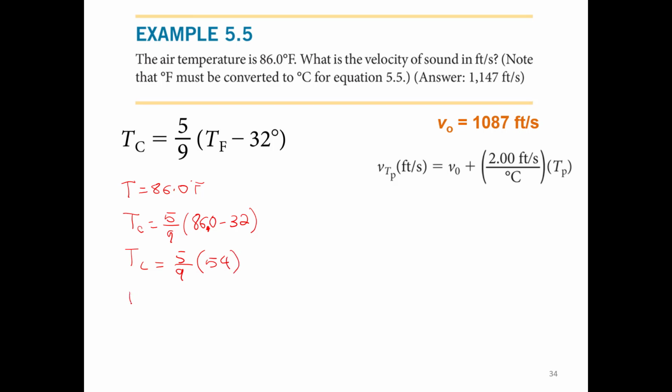Then here you have two options. You can multiply 5 times 54 and divide by 9. Also you can simplify this. You see, 54 divided by 9 is 6. 5 times 6 is 30. This is 30 degrees Celsius.